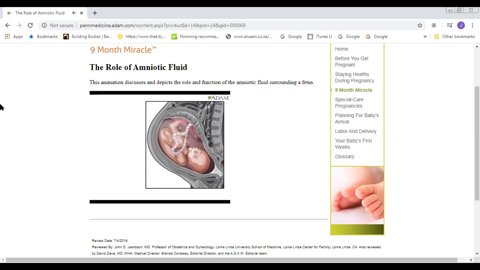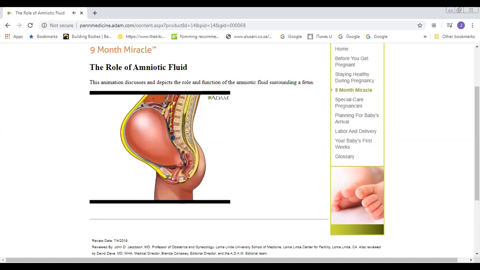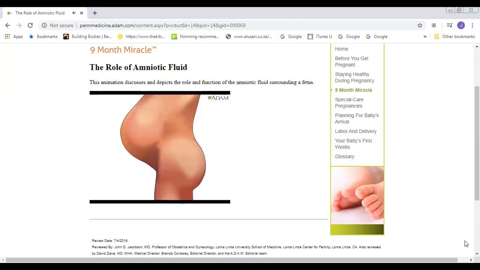The baby swallows amniotic fluid, which then passes through its digestive system, into his kidneys, and back out again to the amniotic sac as urine. In this way, he can practice using his digestive and urinary systems before he's even born. In fact, doctors can tell by the amount of amniotic fluid whether the baby has difficulty with his swallowing reflex. By the time he's born, he will consume up to 13 ounces of amniotic fluid a day.